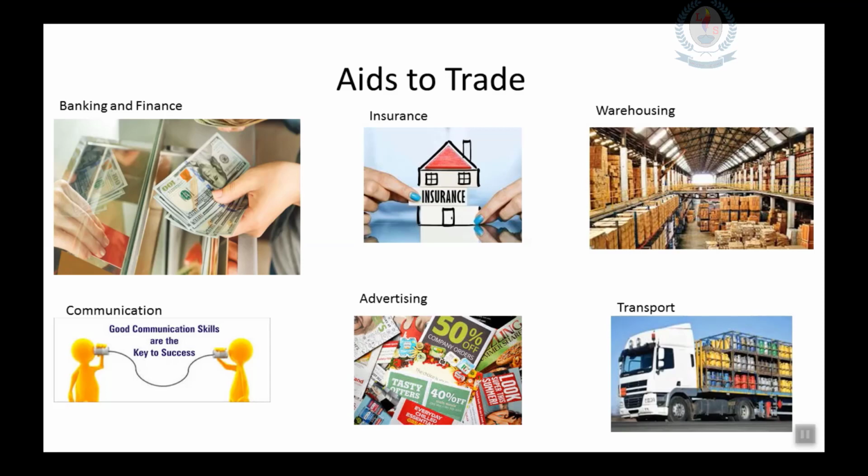Then, transport. Transport is the movement of goods, raw materials, equipment and people from one place to another. It may be between primary producers and manufacturers. It may be from manufacturers to wholesalers or from wholesalers to retailers. It may be delivery of goods to consumers. But I think now you have understood how these services support trade.